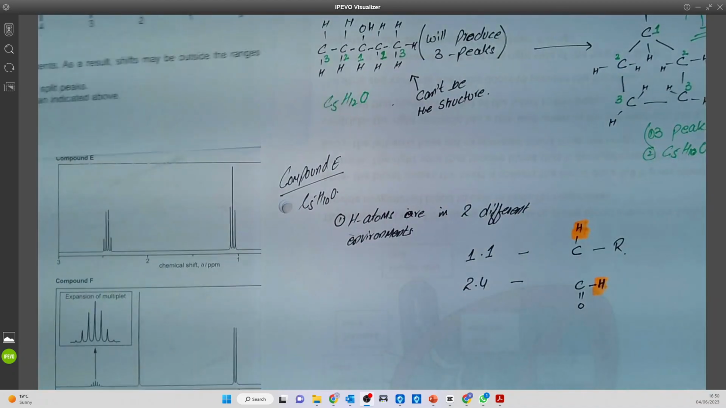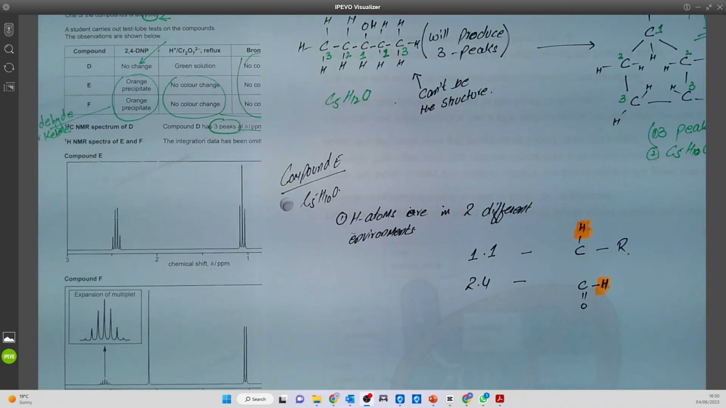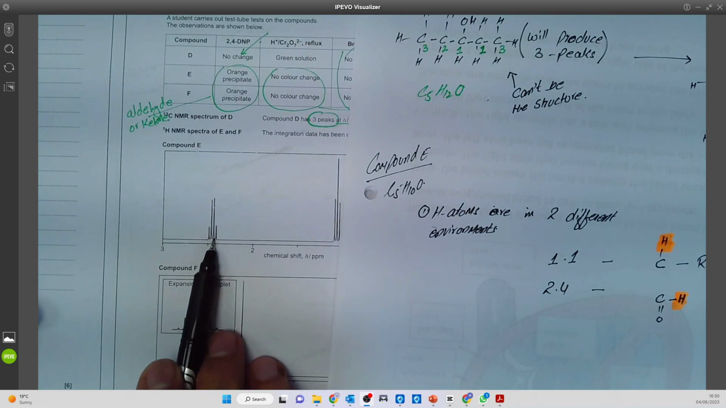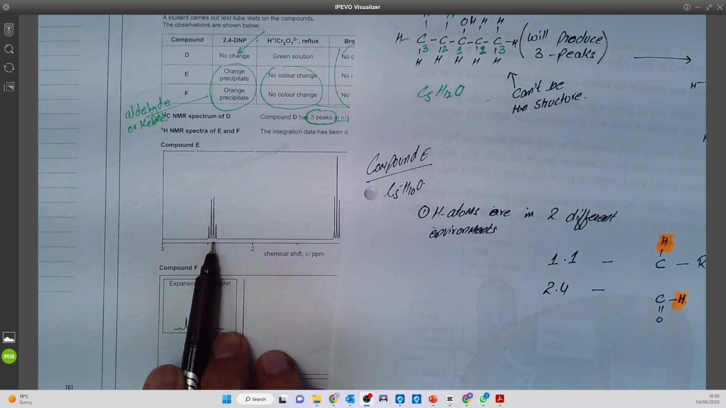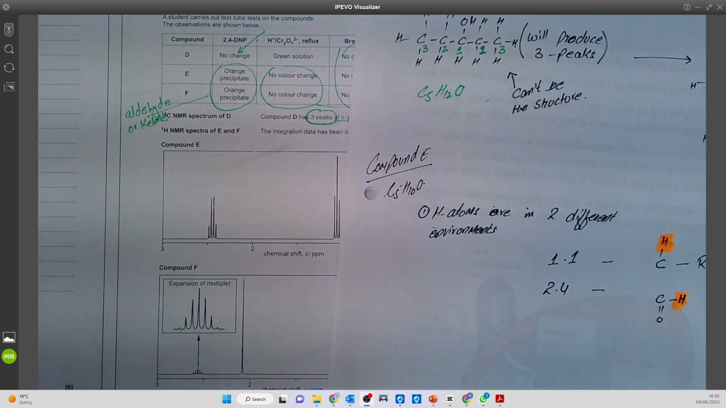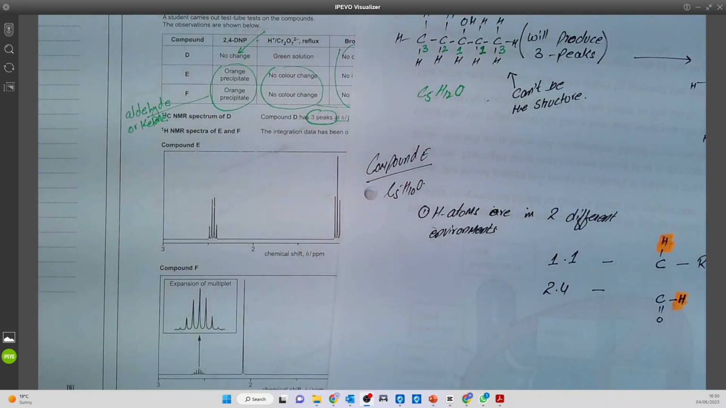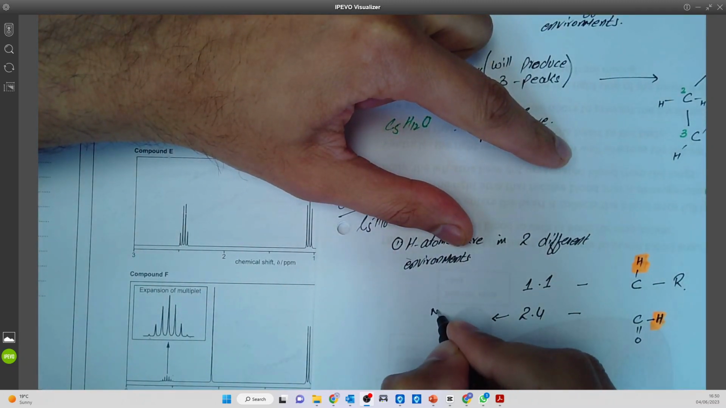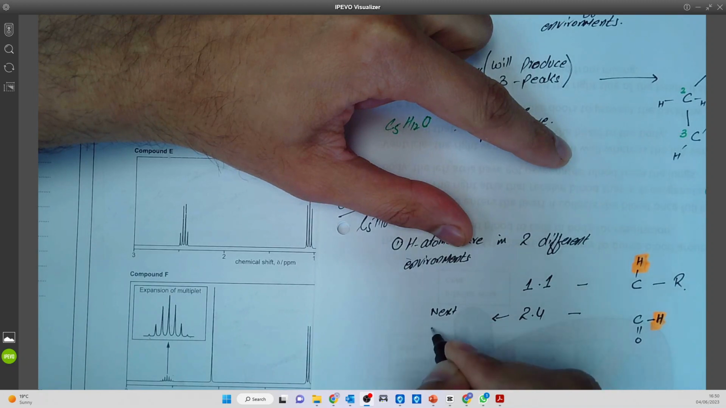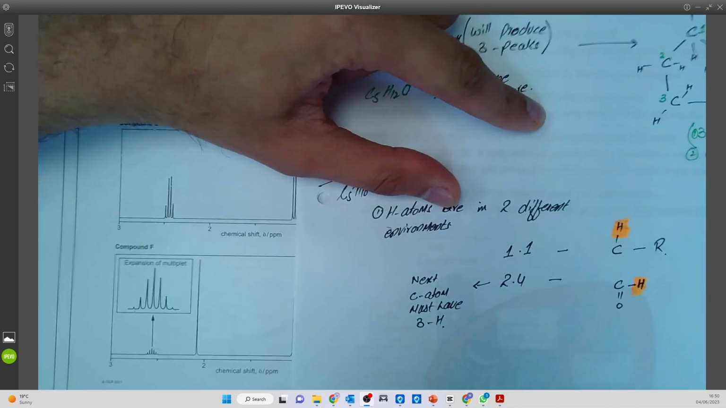Now I need to see the splitting pattern. What does this splitting pattern say? This one is a quartet, right? So this means the next carbon atom is a quartet. So 1, 2, 3, it should have how many hydrogens on it? 3. So we can say this one, next C atom must have 3 H.